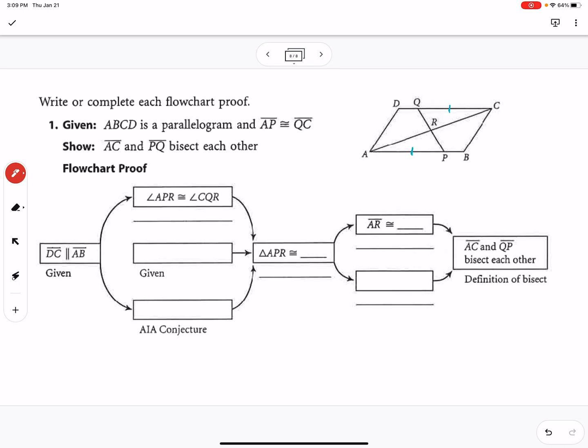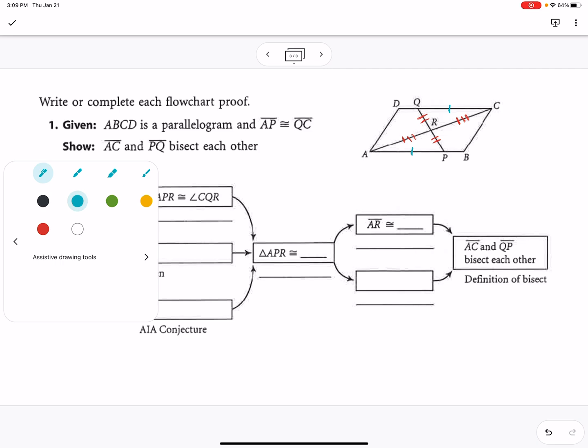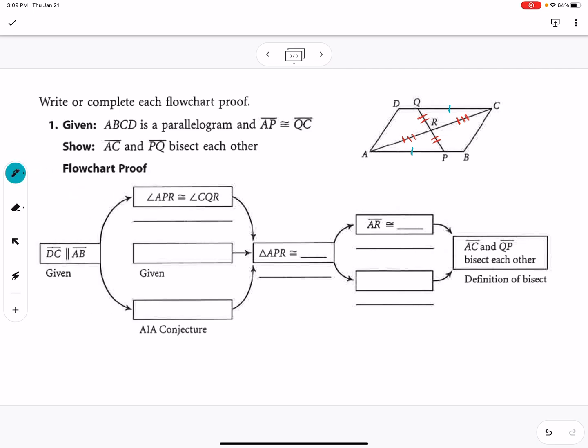So in order to show that, we want to show that RC is congruent to AR and QR is congruent to RP. That's eventually where we should get before we get to the fact that they bisect each other, because that proves that they bisect each other. Okay, so it's a parallelogram. I guess we can call this a given. Technically, we would call that the definition of a parallelogram. Opposite sides are parallel.